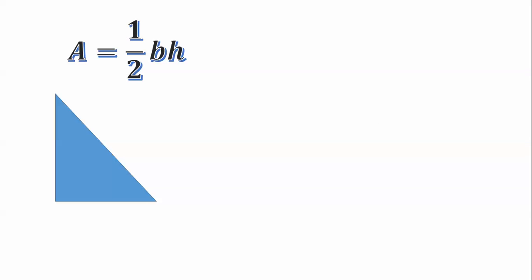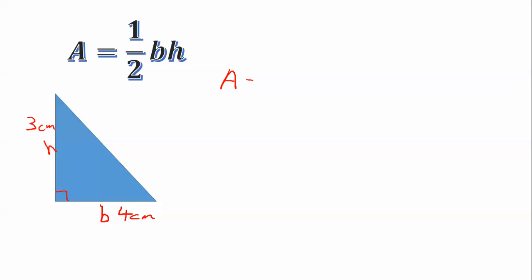So here's the formula. The area equals half of the base times the height. Now this is the base down here, and this is the height here. So let's say we were given these measurements, and let's say it's 3 centimetres high, and 4 centimetres across the bottom. And this one just happens to have a right angle in the corner.